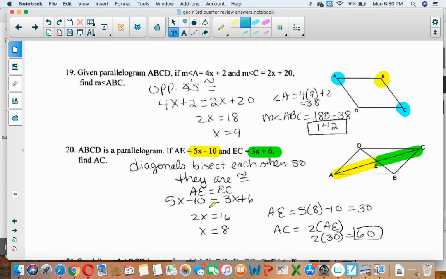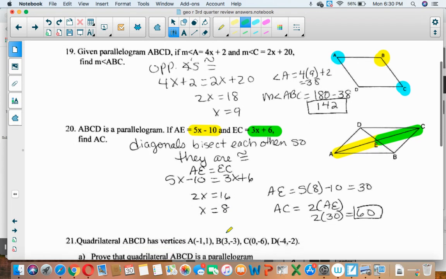So 5x minus 10 equals 3x plus 6. I subtract 3x to get 2x. I add 10 to the 6 to get 16. X is 8. And then they want me to find AC.